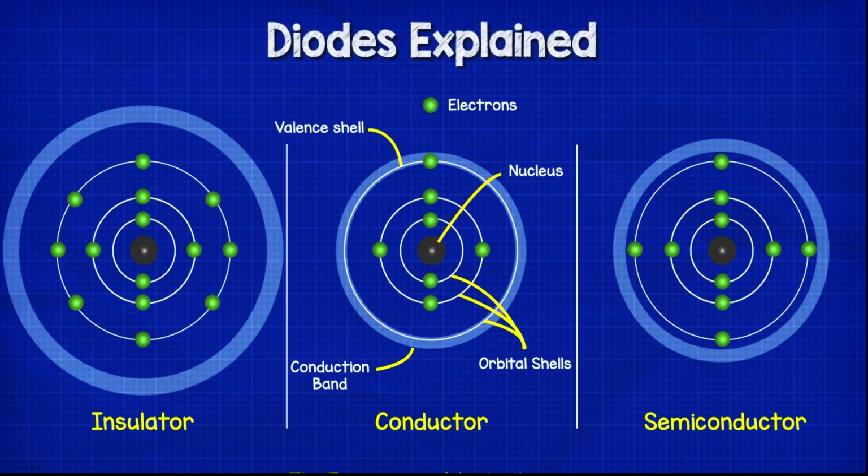But as the conduction band is quite close, if we provide some external energy, some electrons will gain enough energy to make the jump from the valence band into the conduction band to become free. Therefore, this material can act as both an insulator and a conductor.